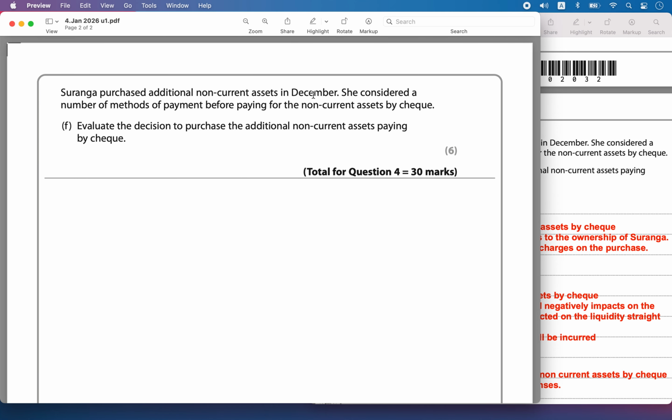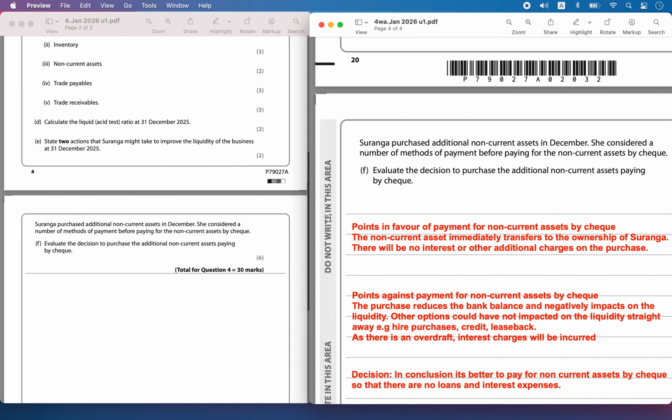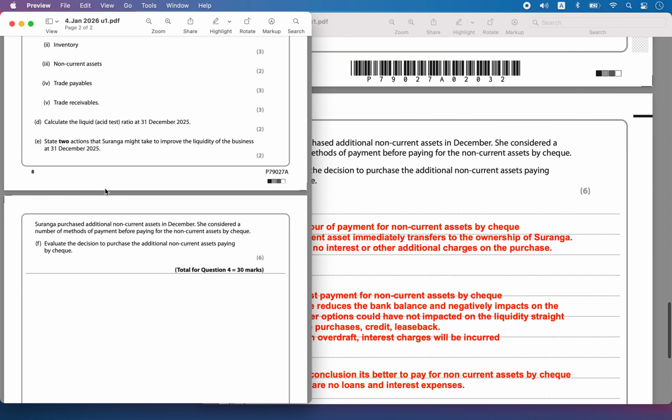Suranga purchased additional non-current assets on 30 December. She considered a number of methods of payment before paying for the non-current assets by check. Evaluate the decision to purchase the additional non-current assets by paying by check. So what if she uses her own cash to buy the non-current assets? That is what it means.